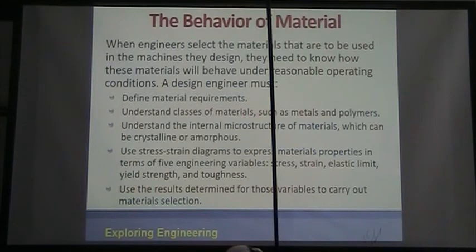Third point, understand the internal microstructure of materials, which can be crystalline or amorphous. The fourth point, use stress strain diagrams to express materials properties in terms of 5 engineering variables: stress, strain, elastic limit, yield strength, and toughness. Use the results determined for those variables to carry out material selection.